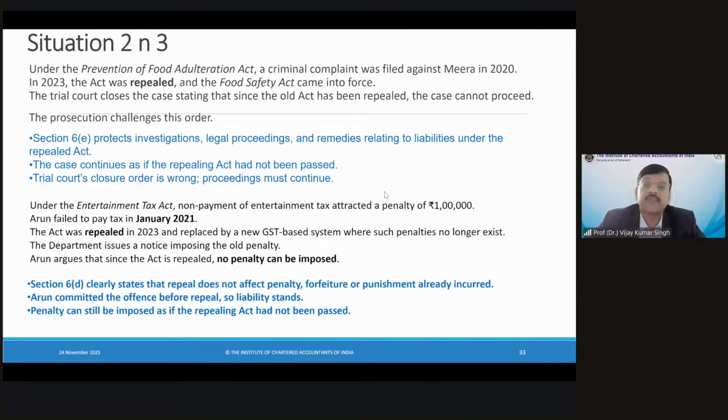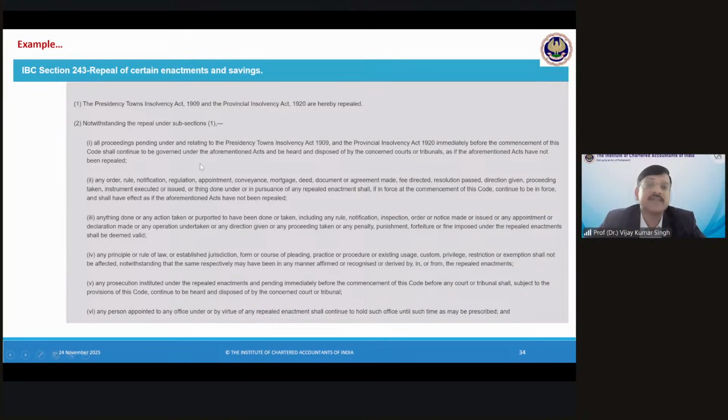Yes. Yes, Kuldeep. Thank you. Okay, fine. So this is what is the case. Now let us move ahead and talk about another example. So this is an example of IBC section 243.